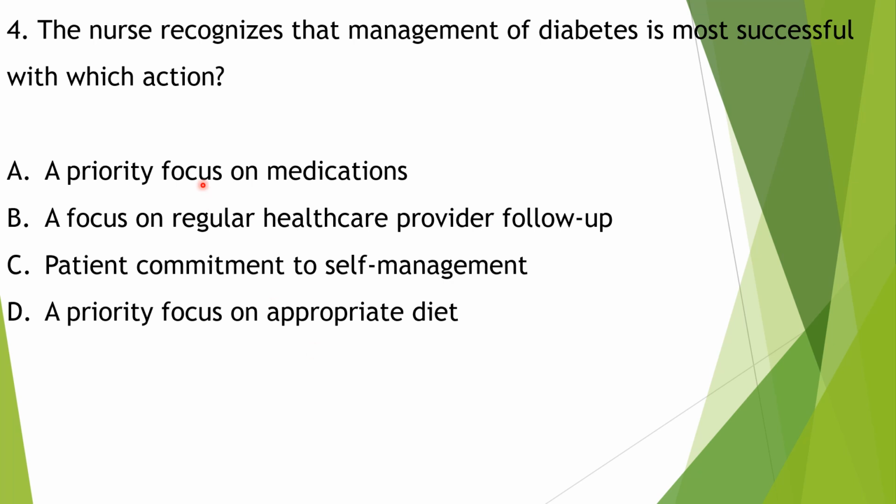The nurse recognizes that management of diabetes is more successful with which action? A priority focus on medication, a focus on regular healthcare provider follow-up, patient commitment to self-management, a priority focus on appropriate diet. Here, all answers are essential for diabetes mellitus management, but the patient's commitment to self-management is necessary to maintain the necessary measures for optimum diabetes mellitus management.